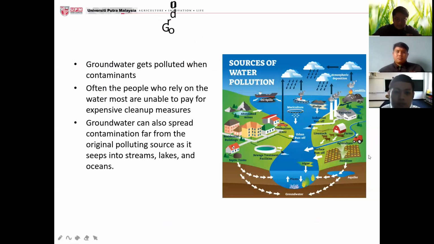So this is the groundwater. Groundwater gets polluted when contaminated. Often, the people who rely on the water most are unable to pay for expensive cleanup measures, as it needs a lot of time to clean up the groundwater. Groundwater can also spread contamination far from the original polluting source as it seeps into streams, lakes, and oceans.